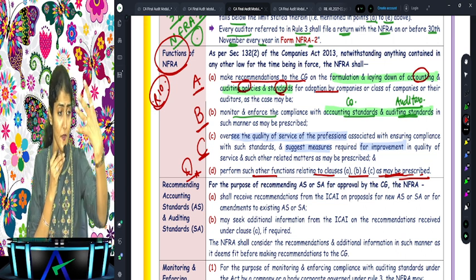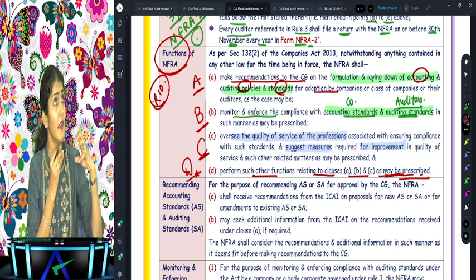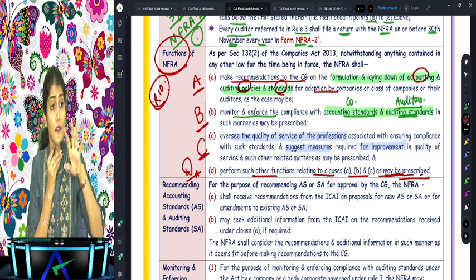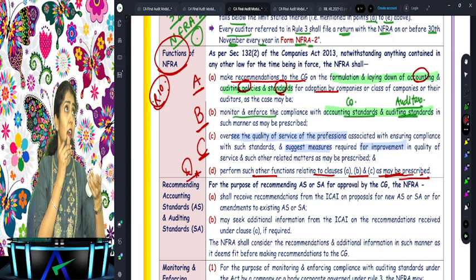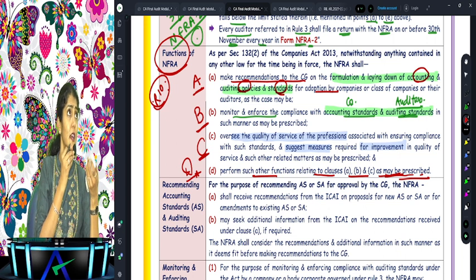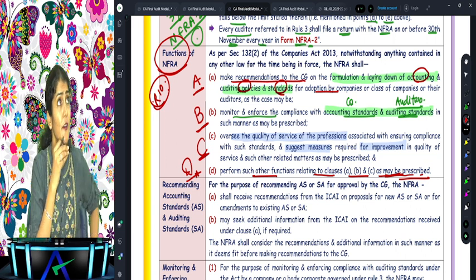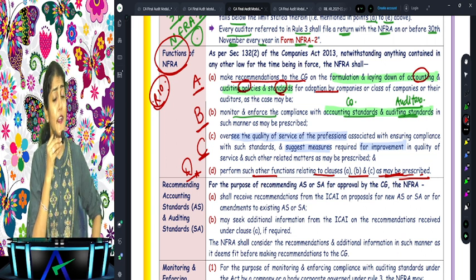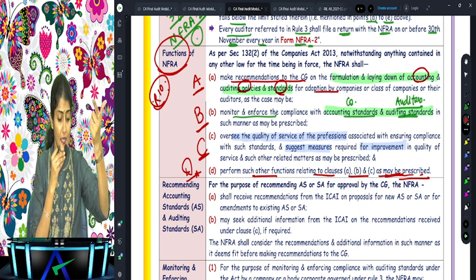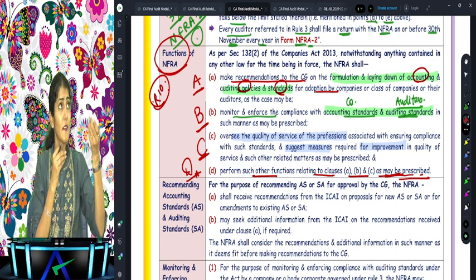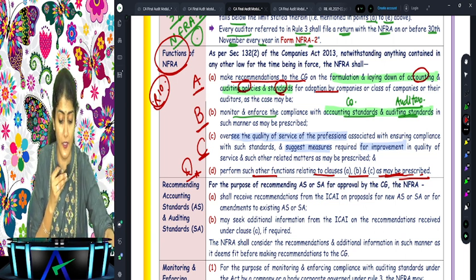Make recommendations to CG, then monitor and enforce compliance with the accounting and auditing standards. Then what does it say? Oversee the quality of the services and such other functions as may be prescribed. Right. Now for each of the first 3 functions, make recommendations to CG, monitor and enforce compliance with the accounting and auditing standards, and oversee the quality of the services, we have a related question over there.